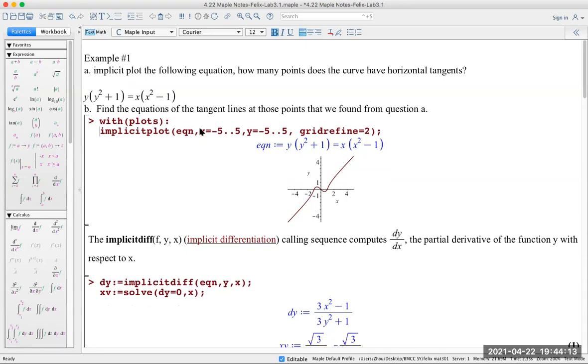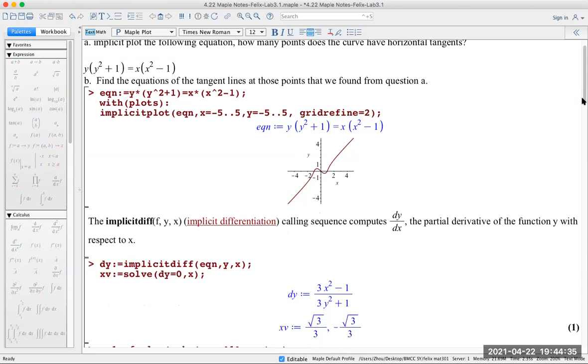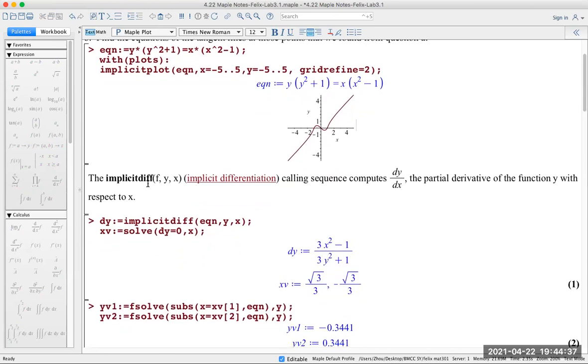And since I know we are going to use implicit plot, make sure you load the plots package by saying with(plots) here. For the implicit plot, you will need the equation here and some x and y values. Greatly refine it so we can get a smooth graph. Okay, so as a reminder, you can also look up implicitdiff on your own.